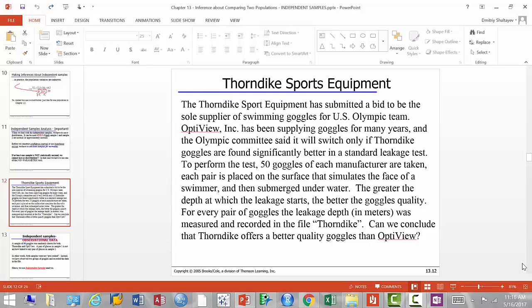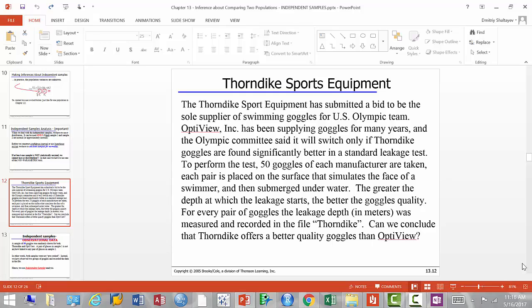The better the quality. So they're going to say, well, we're going to pick 50 goggles from our current supplier, OptiView, put them on the dummy, drown the dummy, and see when it starts leaking the water, in terms of meters. And then we're going to pick 50 goggles from you, new guy, Thorndike, and do the same thing: place goggles on dummies, drown the dummies, and see at what depth we have water trickling in.